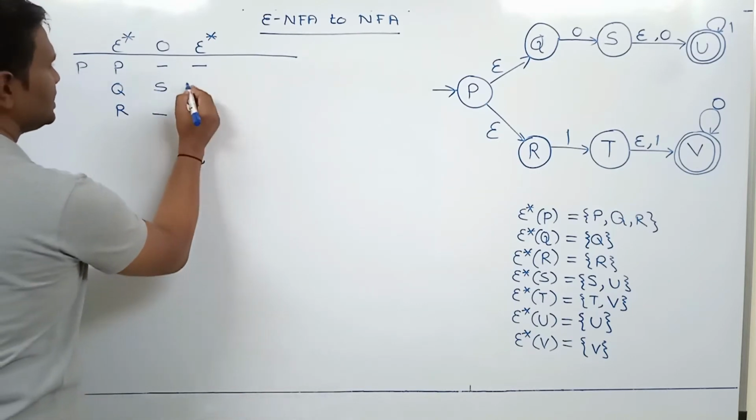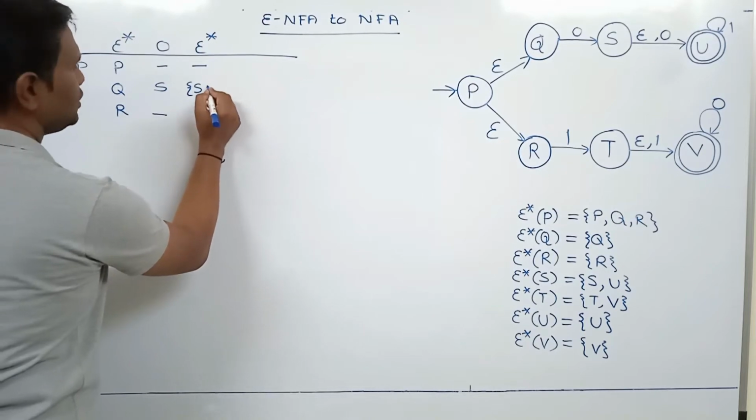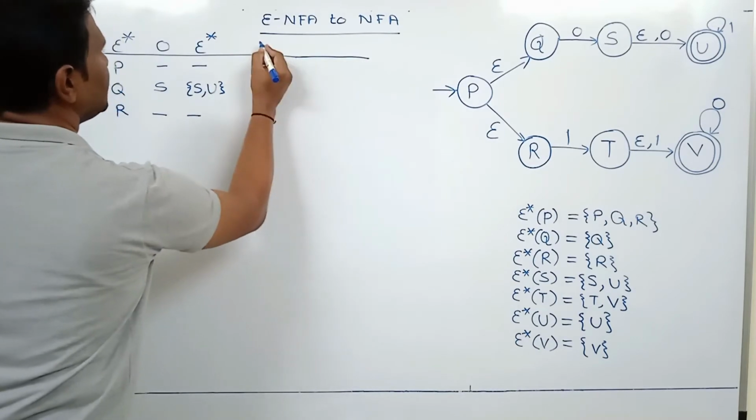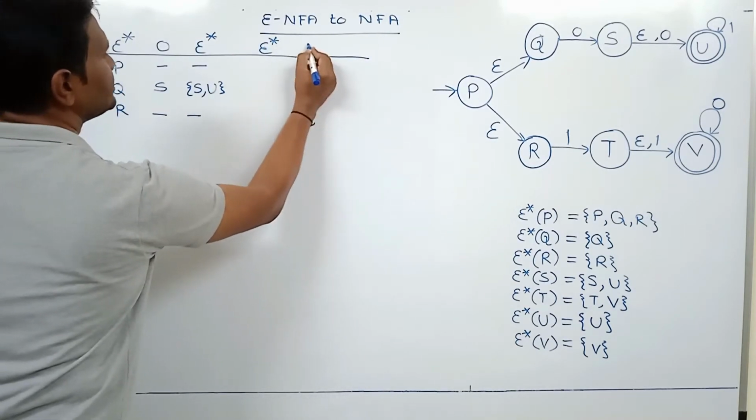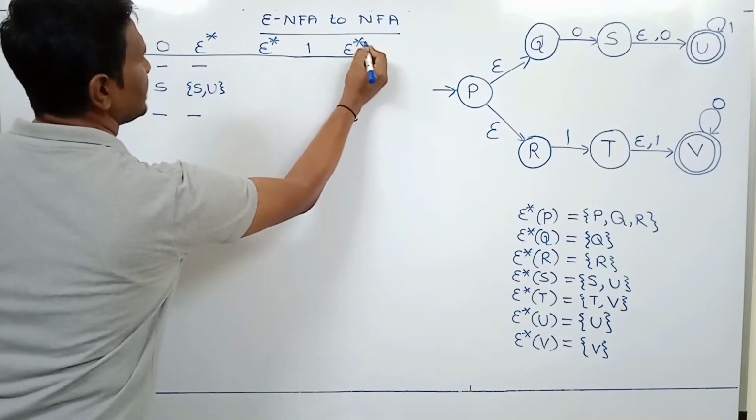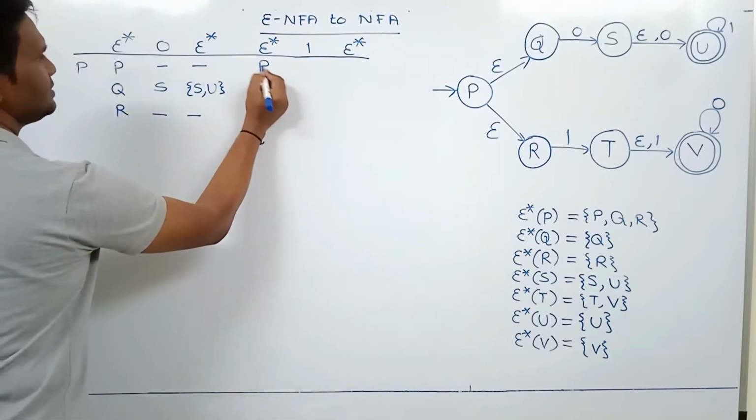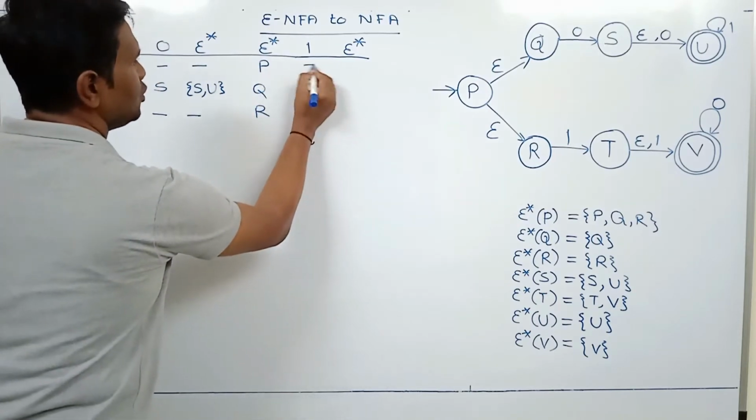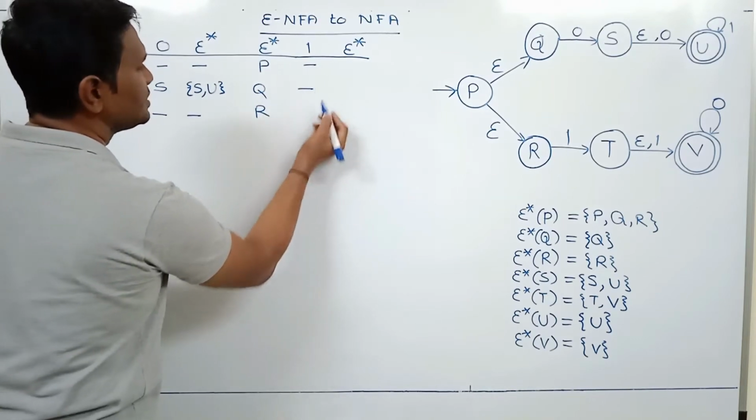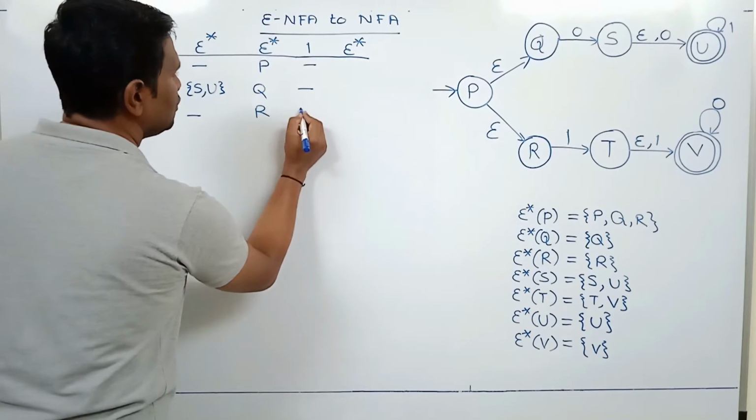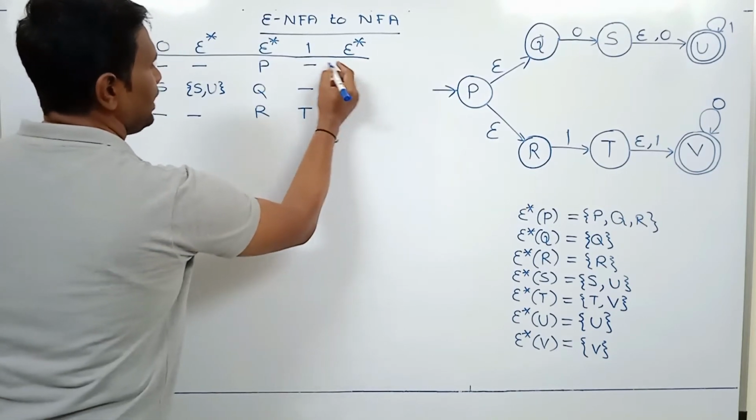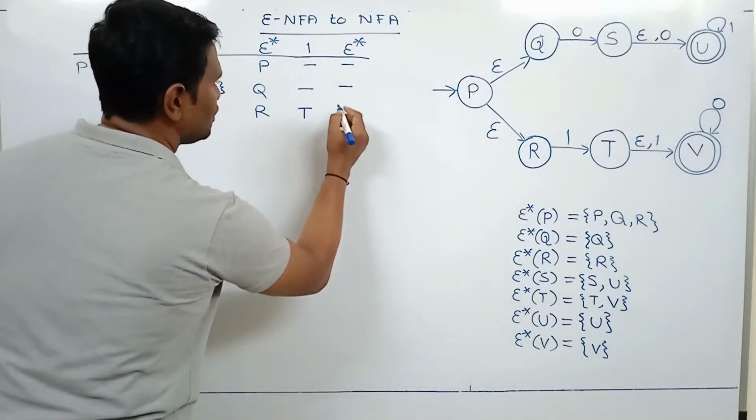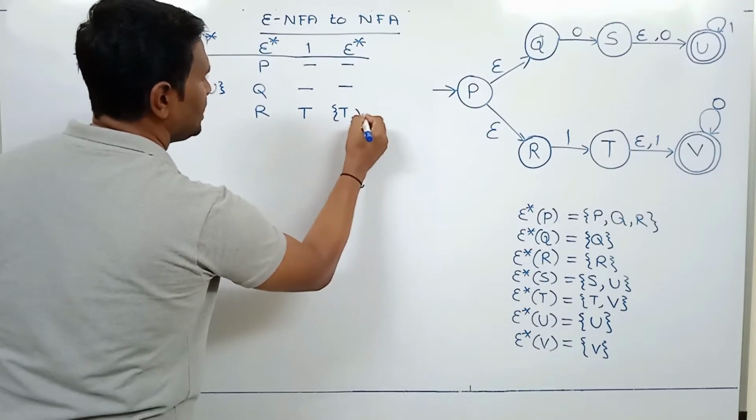For S, epsilon closure contains S comma U. Here we do not have any transition. Now similarly we have to consider epsilon closure transition on 1 and epsilon closure for the transition state. So epsilon closure of P is P, Q, R. P on 1, no transition. Q on 1, no transition. R on 1 goes to T. Now we have to consider epsilon closure of these states. So empty, empty. Epsilon closure of T contains T comma V.